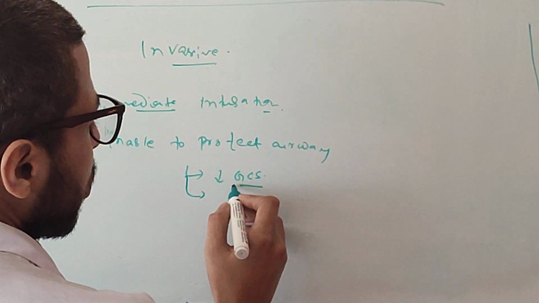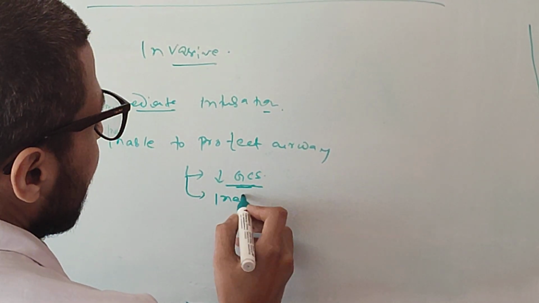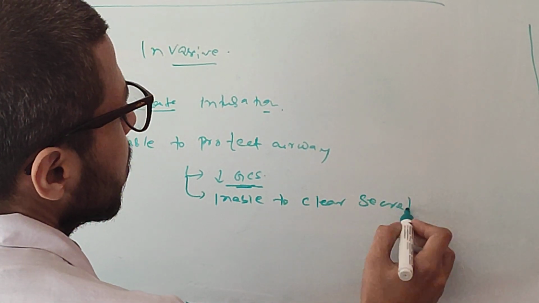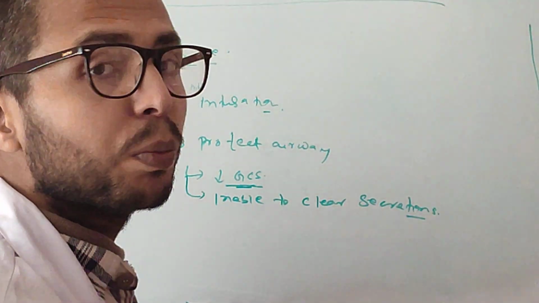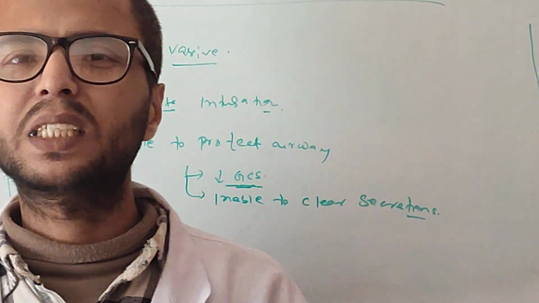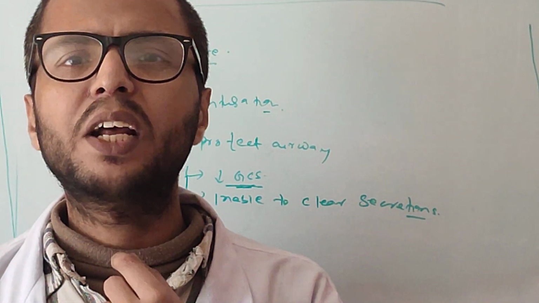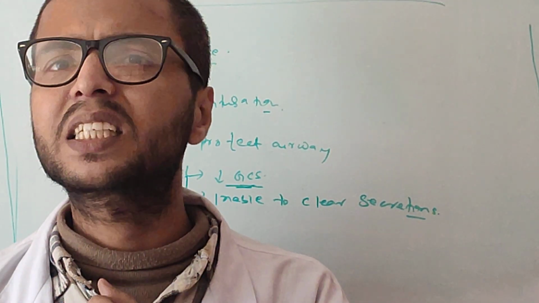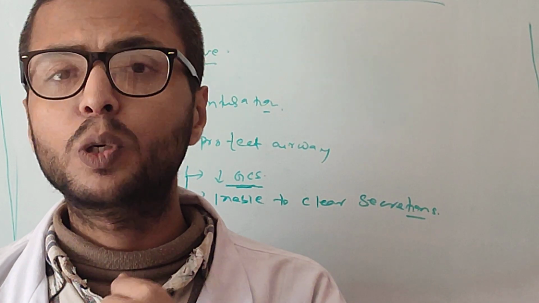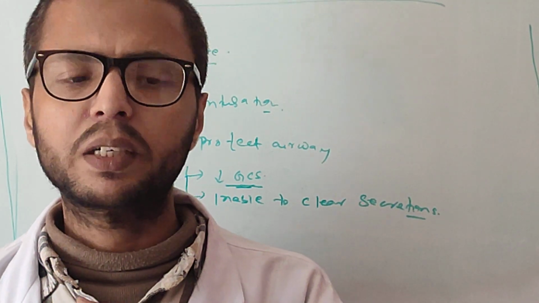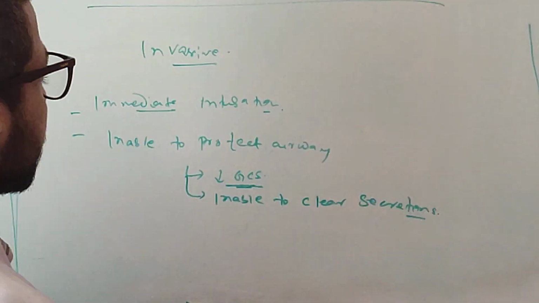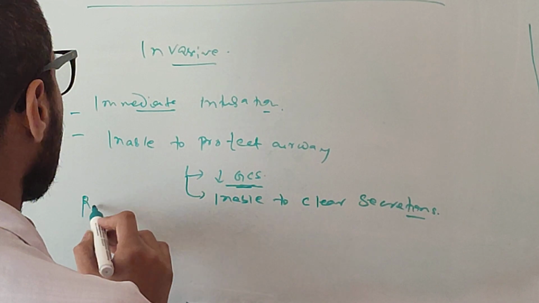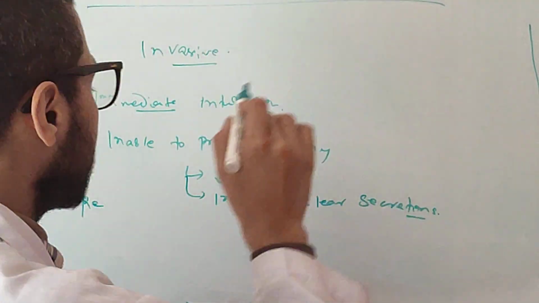Or unable to clear secretions, like in patients with amyotrophic lateral sclerosis, who are not able to protect their own airway. If you think the patient has a high chance of aspiration, in those conditions also we should prefer invasive ventilation over non-invasive ventilation. So these are some of the absolute contraindications of NIV and indications of invasive ventilation.